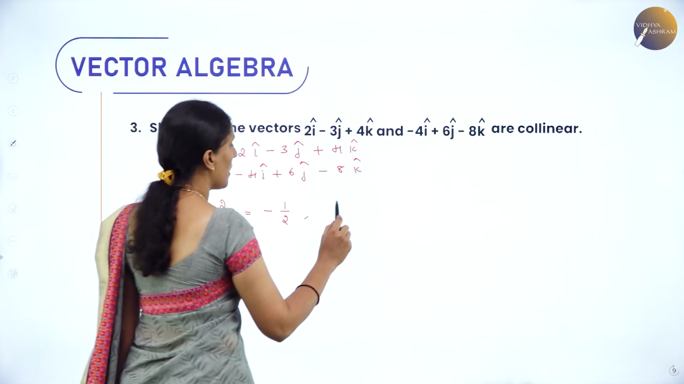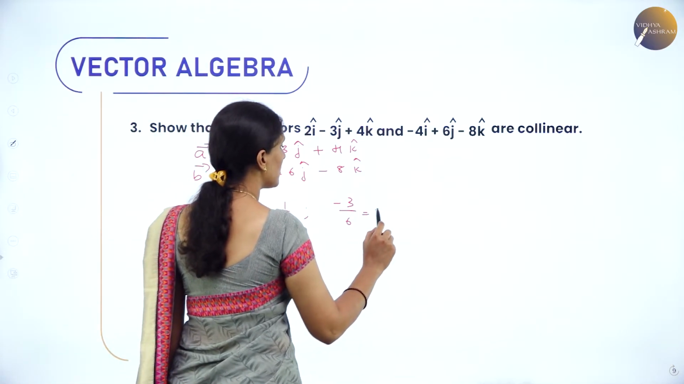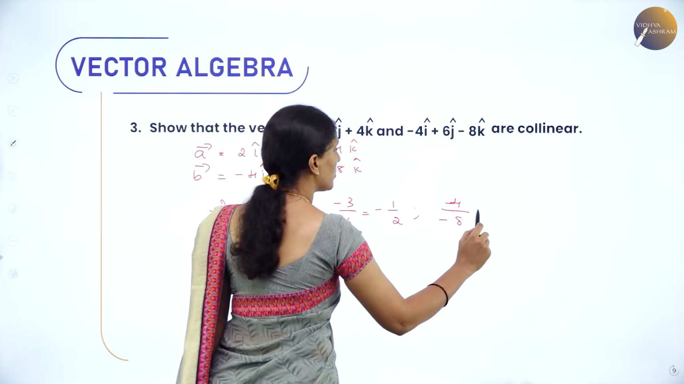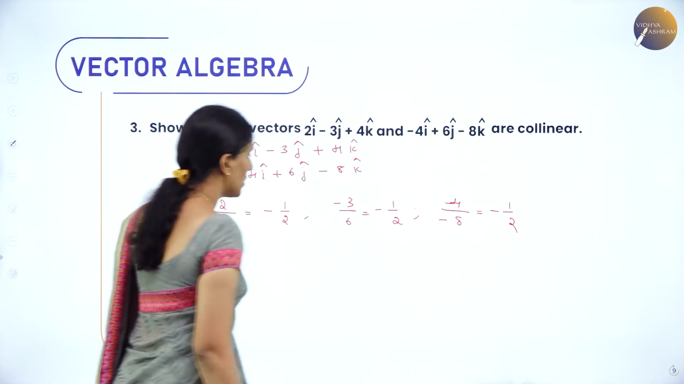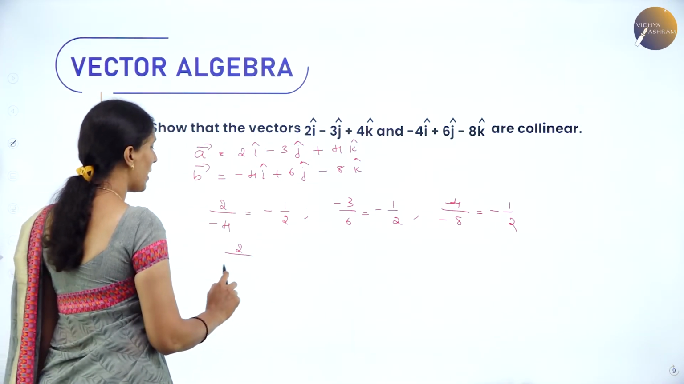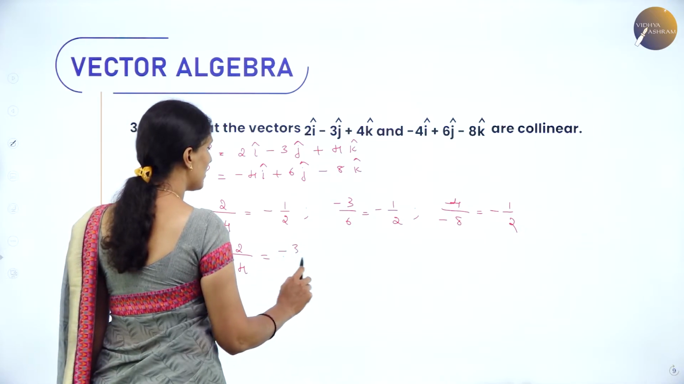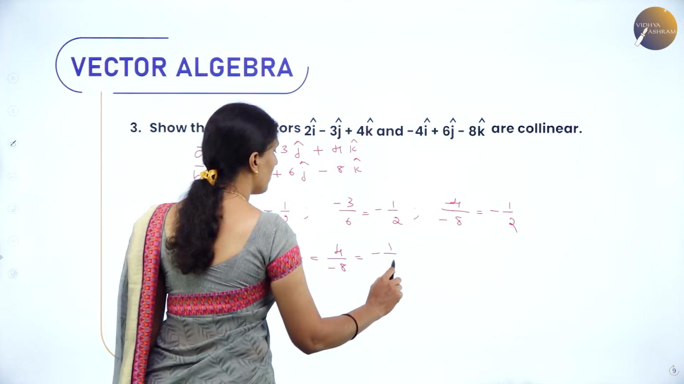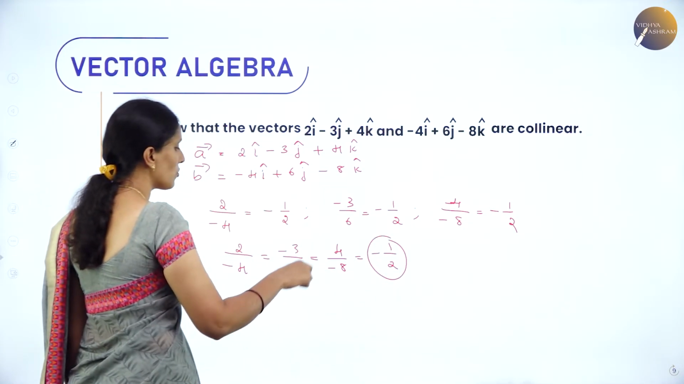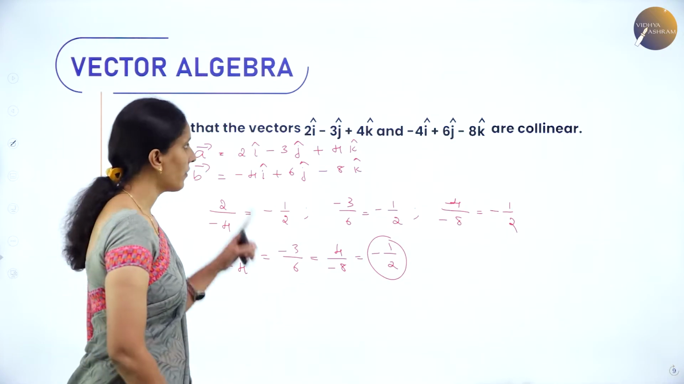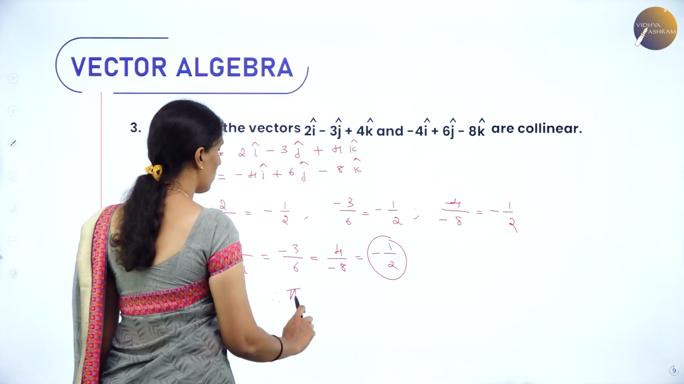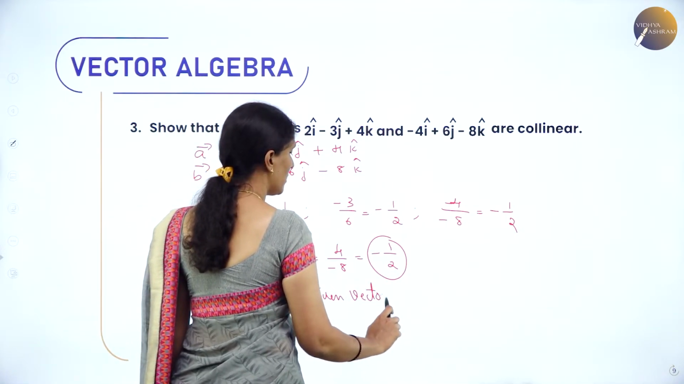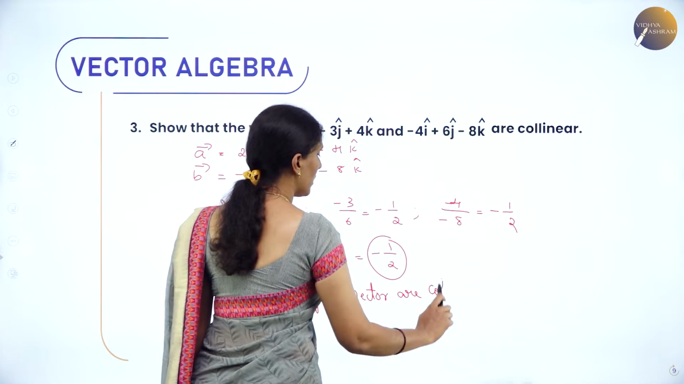Next let me take minus 3 divided by 6. This is also minus half. Also 4 divided by minus 8. This is also minus half. So clearly we have 2 by minus 4 is equal to minus 3 by 6 is equal to 4 by minus 8, which is equal to minus half. Since the ratios of the components are equal to minus half, we can say the given vectors are collinear.